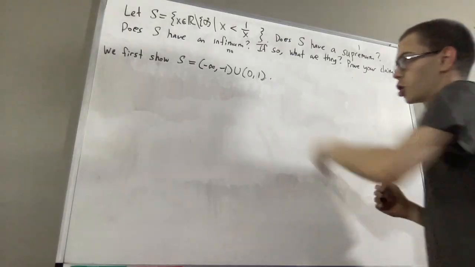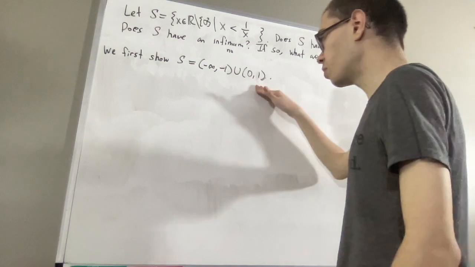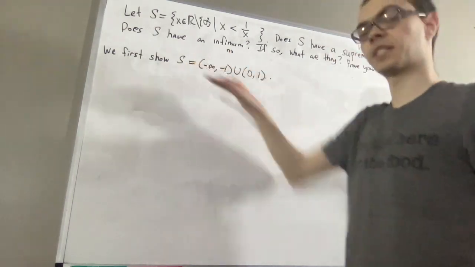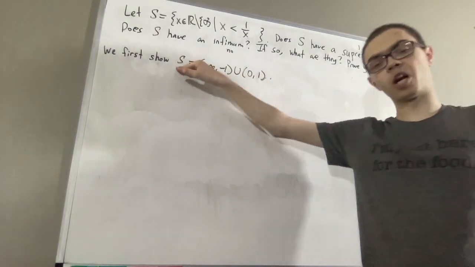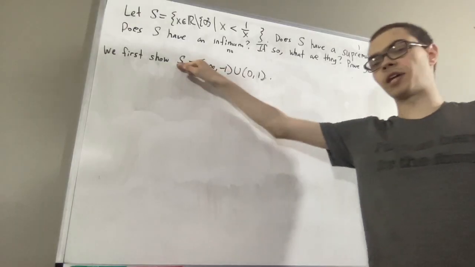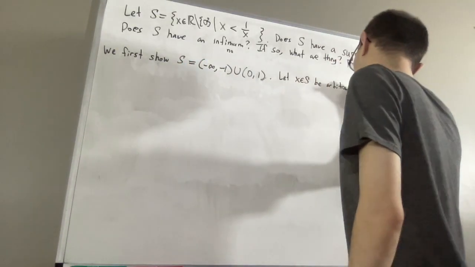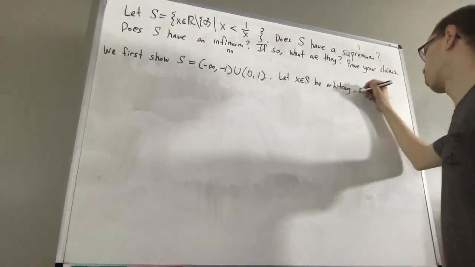So we're first going to show S is the union of these two intervals. So we're trying to prove two sets are equal. So we're going to show S is a subset of this set, and we're going to show this set is a subset of S. To show that S is a subset of this set, let's give ourselves an arbitrary element of S. I'll call it x. Well, then this means x is non-zero, x is less than 1 over x.